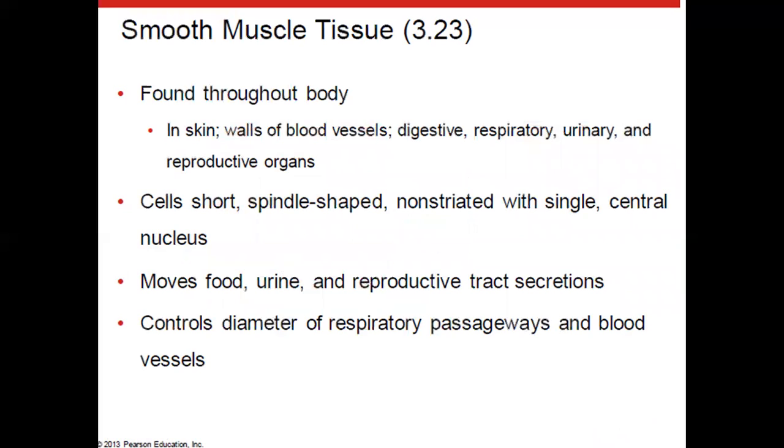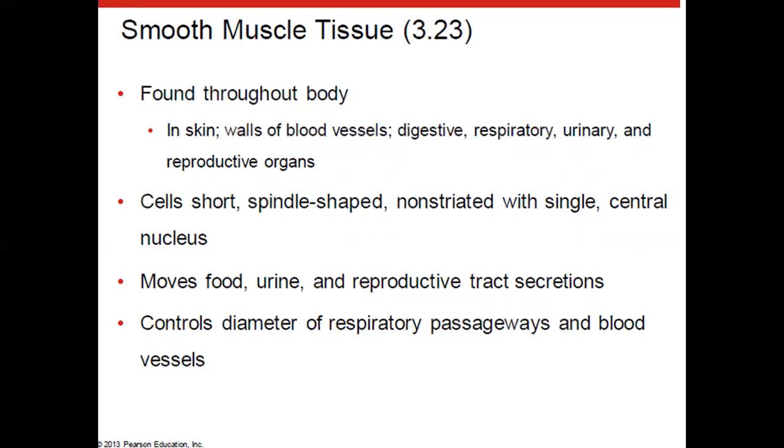Smooth muscle is the third type of muscle tissue. It's found in the skin. You can find it in the walls of blood vessels. That's what helps blood vessels change their size. In the digestive, urinary, respiratory, and reproductive tracts, you can find smooth muscle that helps line a passageway.